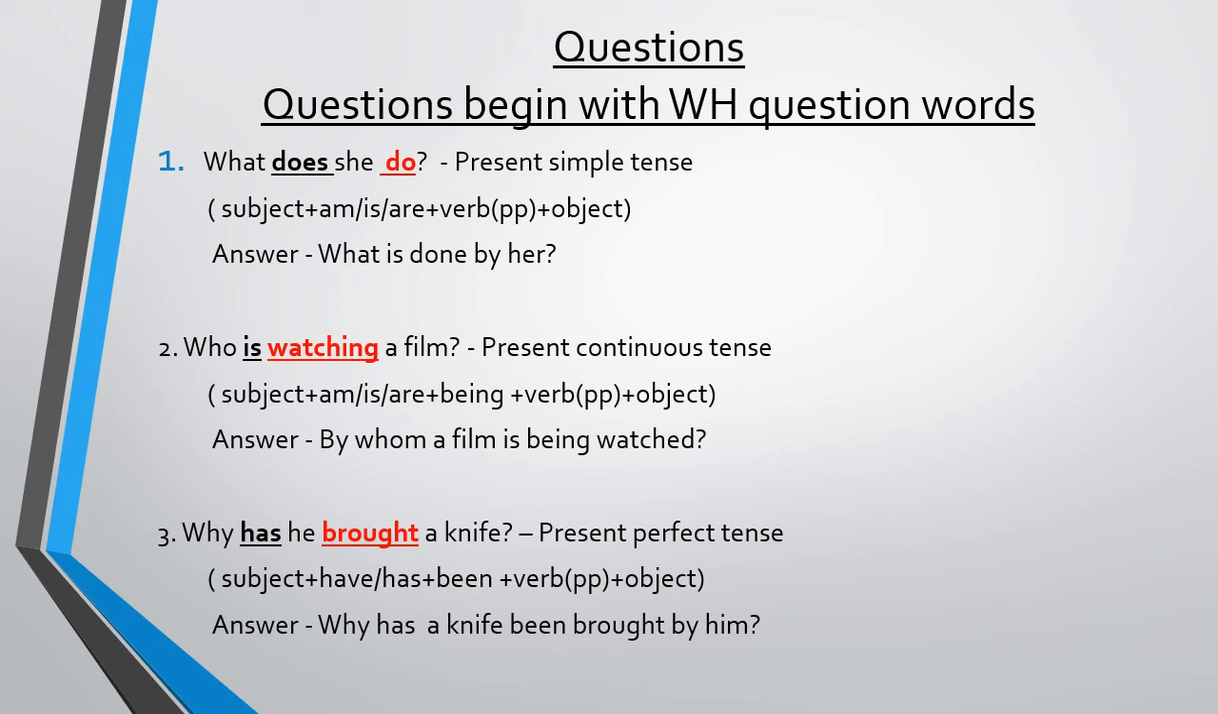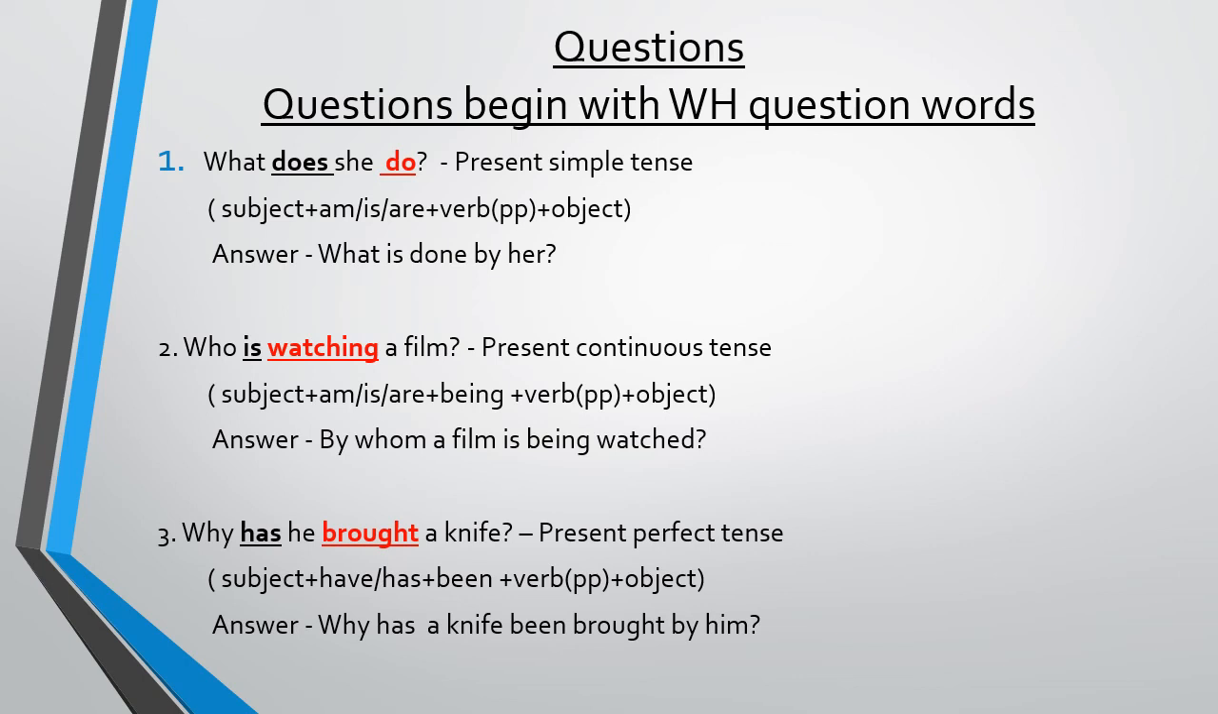The first question is, what does she do? It is in active voice. The tense is present simple tense. First you should write the WH question word what to begin the passive voice question. Then you should write the auxiliary verb is and the past participle form of the main verb, that is done. Then add by and the object pronoun her. The question in passive voice is, what is done by her?